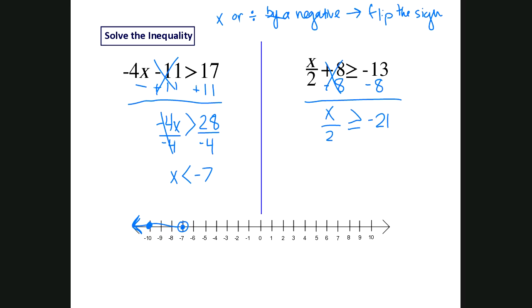Now I need to get rid of this 2 here. X is being divided by 2. So to get rid of the 2, I do the opposite of dividing, which is multiplying. I have to do that to both sides to keep everything balanced. Those cancel out to be 1, so I just have my 1x over here. And negative 21 times 2 is negative 42. And what direction is my sign facing? Is it greater than or equal to, or less than or equal to?